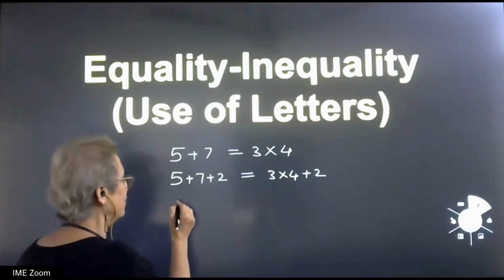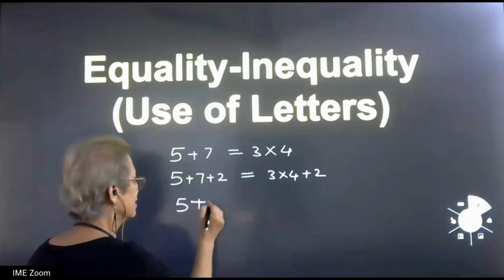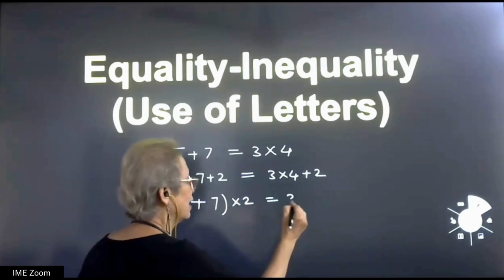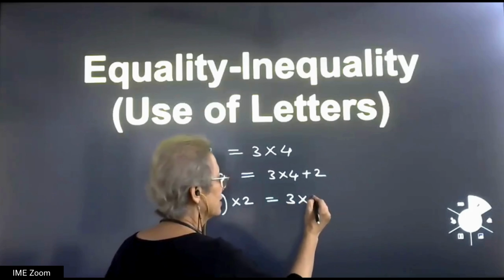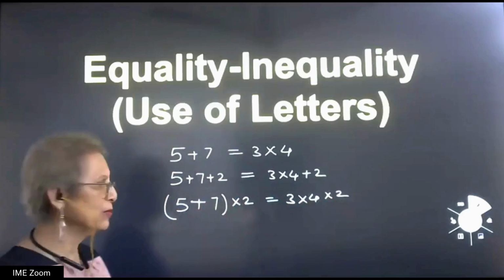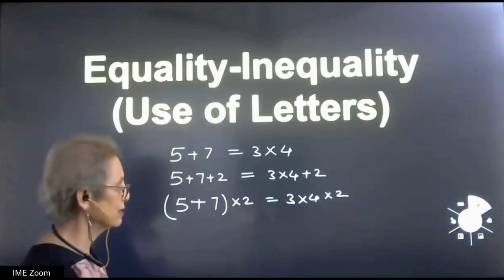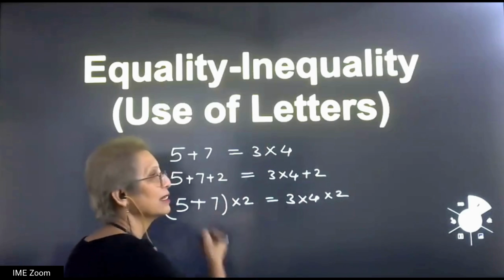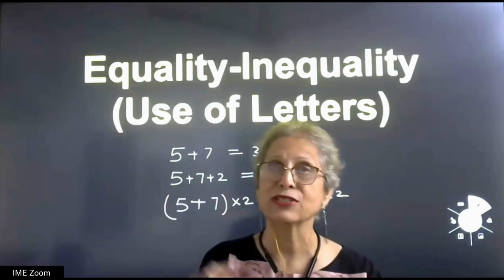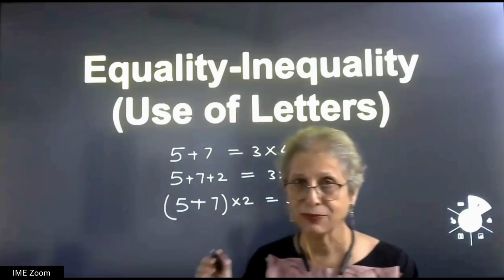Or similarly, if I multiply this by 2, then here also I have to multiply by 2. And then the answer will remain same on both the sides. So this is the way we use properties of equality for solving few sums.